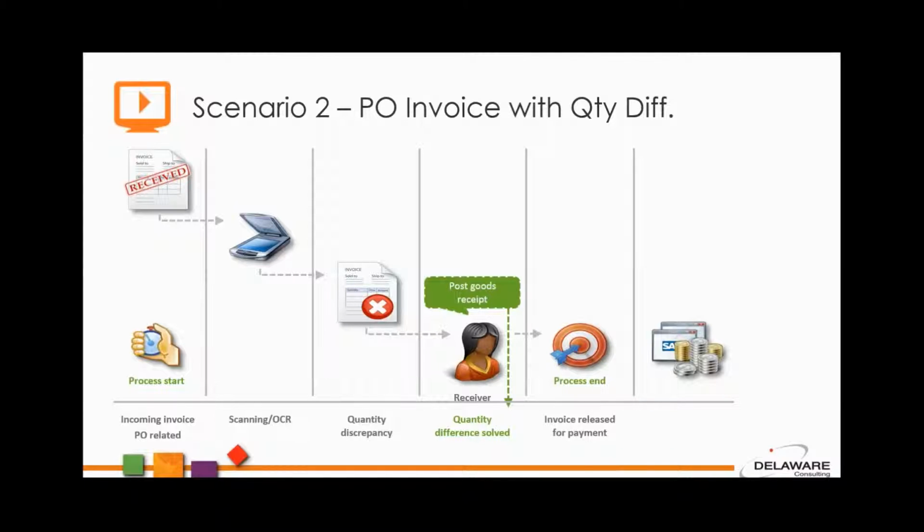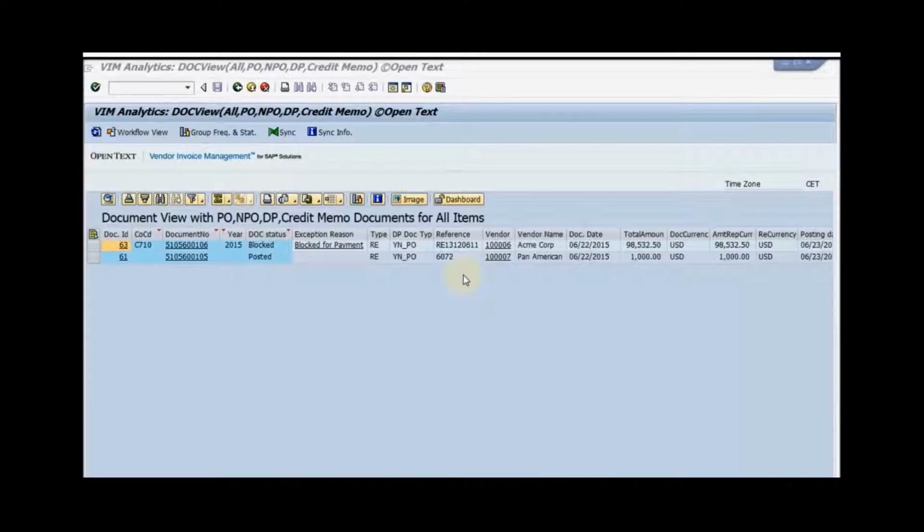The receiver sees this work item in their inbox and has options presented to them to resolve the issue. In this case, the receiver is going to choose the option post-GR. Once a receiver from the department has posted the GR, Vim detects this and releases the invoice for payment automatically. So let's take a look at this one.